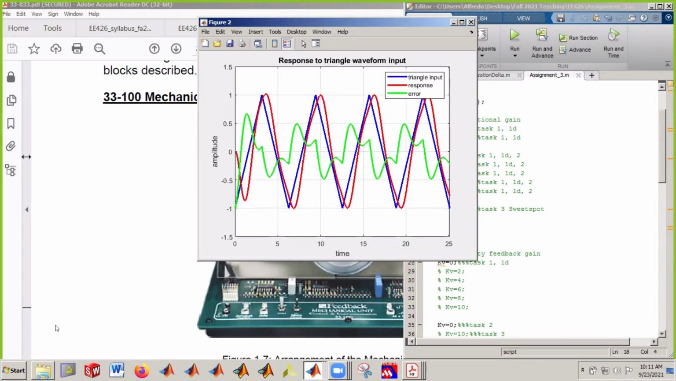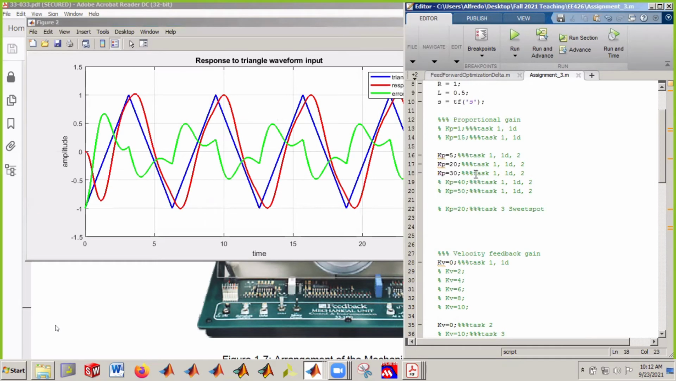Closer and closer, right? As I increase, when I say closer and closer, you should be convincing yourself that at this particular instance of time, for example, here, here, here, and here, this is where the output and the input are closest. And somewhere at the peaks, this is where they differ the most, right? All right, let us do Kp equals 50.